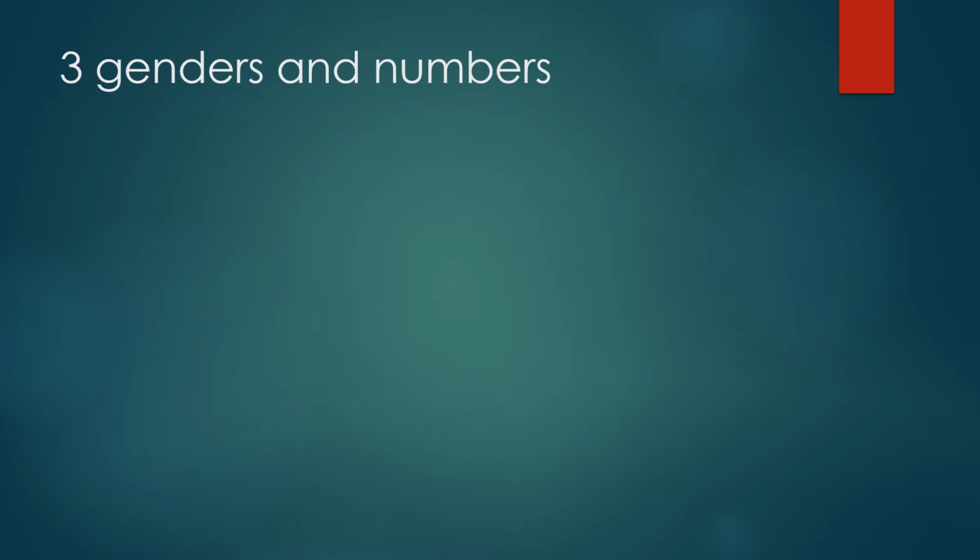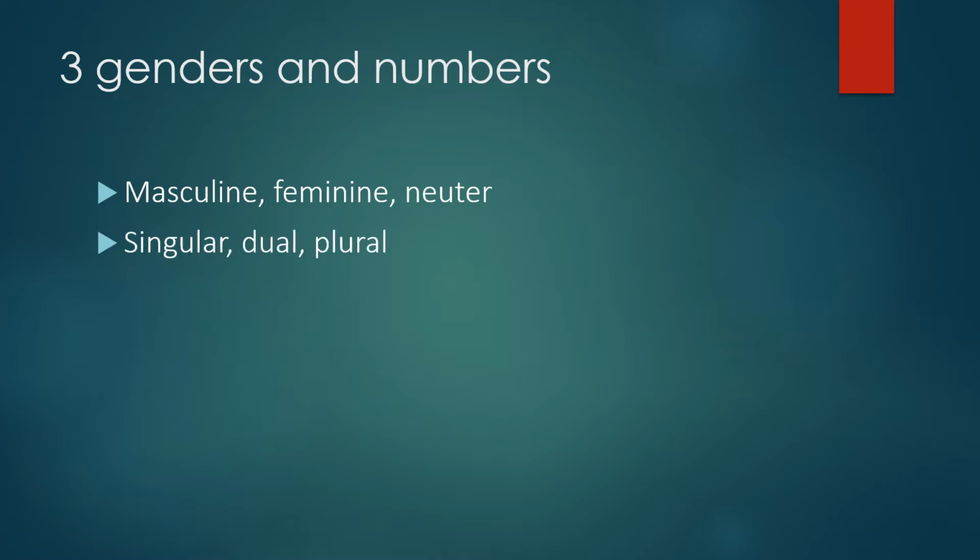In addition to the case of nouns and adjectives, there's also gender and number to consider. These are other things which affect the form of nouns, adjectives, pronouns. In Greek, there are 3 genders, masculine, feminine, and neuter. And technically, there are 3 different numbers, singular and plural, and also dual. But the dual isn't really used, especially by the time you get to Attic Greek.